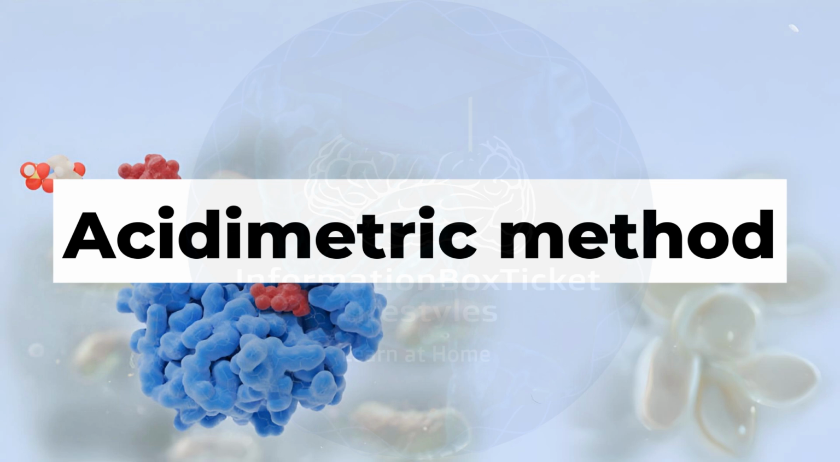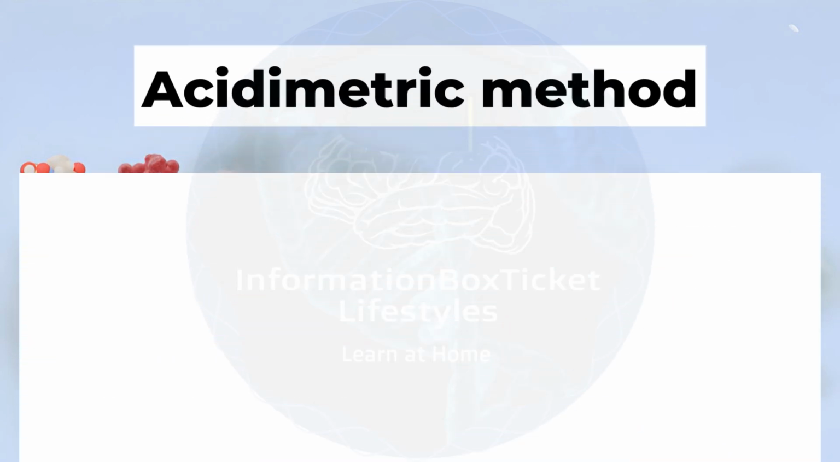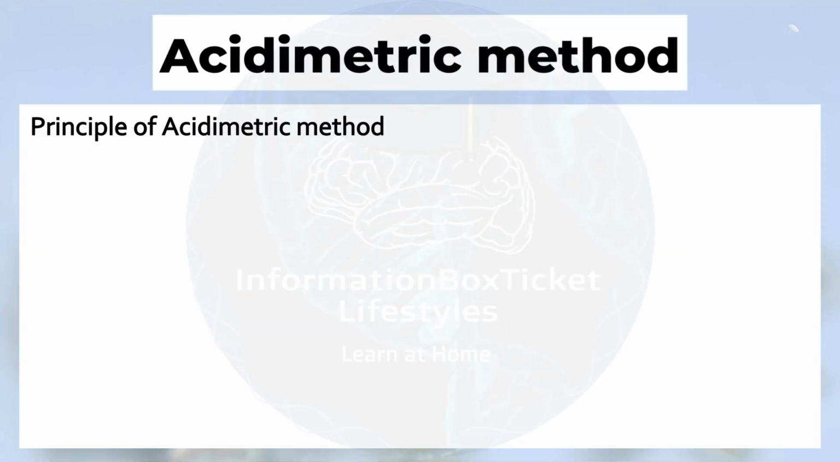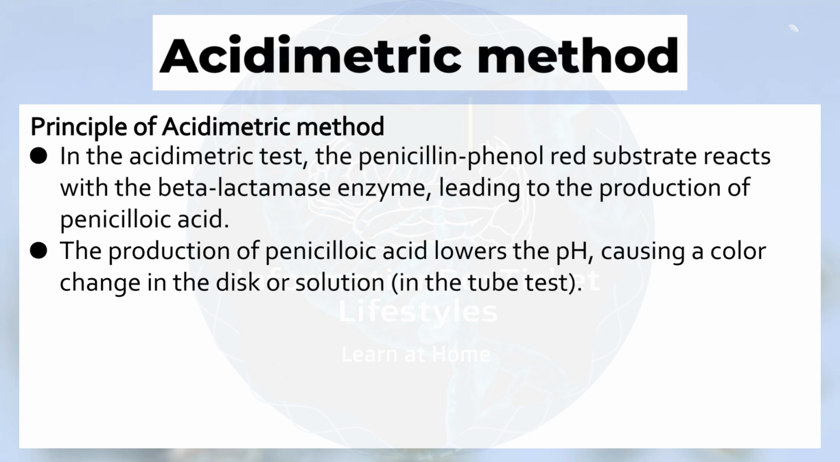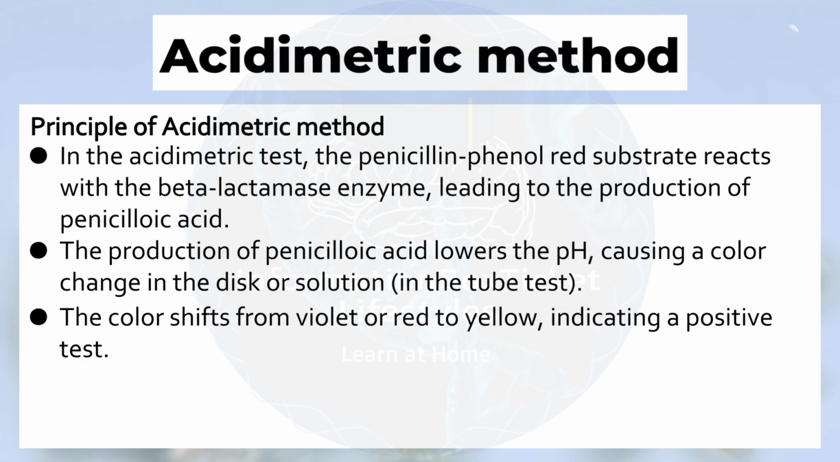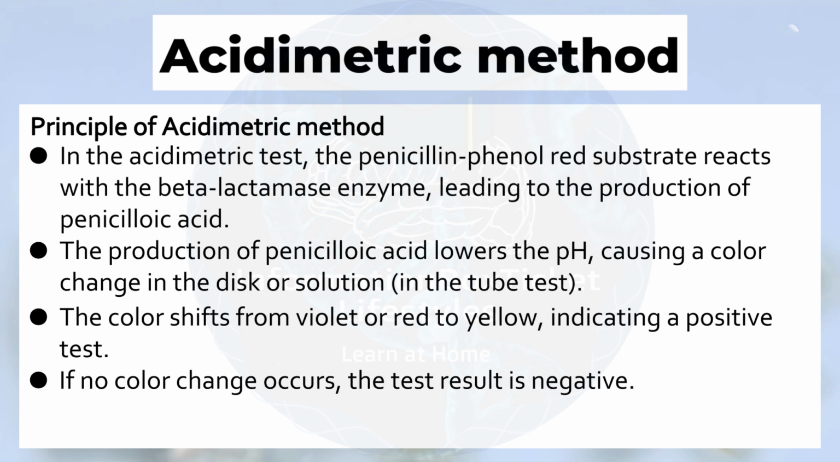Acidimetric method of beta-lactamase test. Principle of acidimetric method. In the acidimetric test, the penicillin phenol red substrate reacts with the beta-lactamase enzyme, leading to the production of penicilloic acid. The production of penicilloic acid lowers the pH, causing a color change in the disc or solution in the tube test. The color shifts from violet or red to yellow, indicating a positive test. If no color change occurs, the test result is negative.